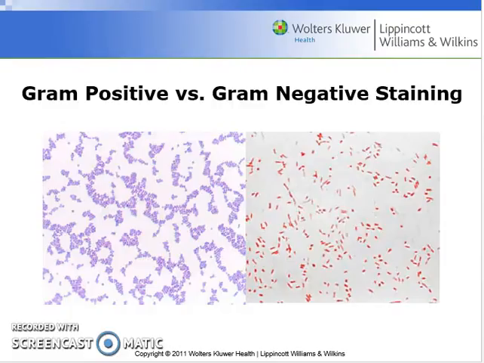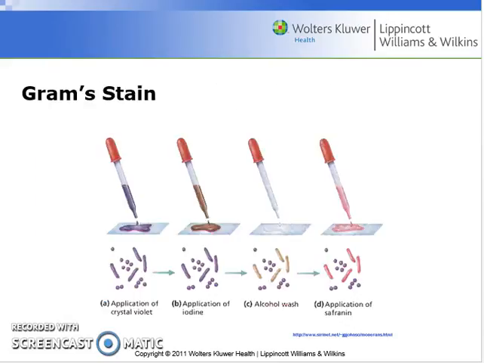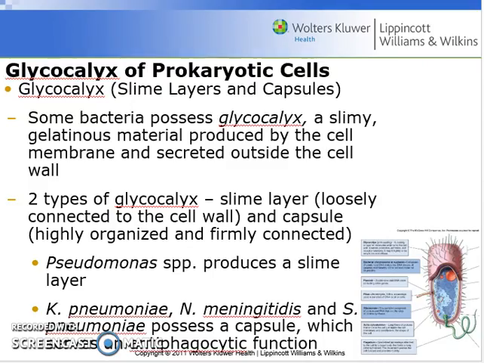So these images that you see are what you would look at if you were viewing them under the microscope after employing the Gram stain technique. Now, there's a structure that some bacteria have, not all bacteria have this, which is referred to as a slime layer or a capsule. And the proper scientific name for these structures is the glycocalyx.